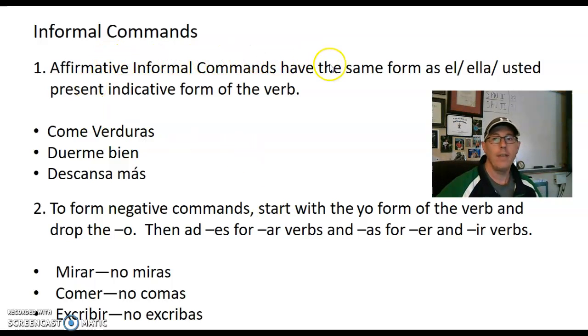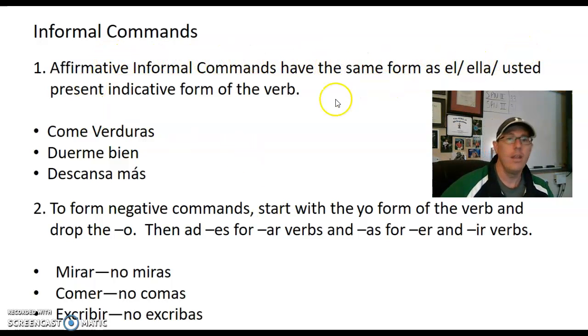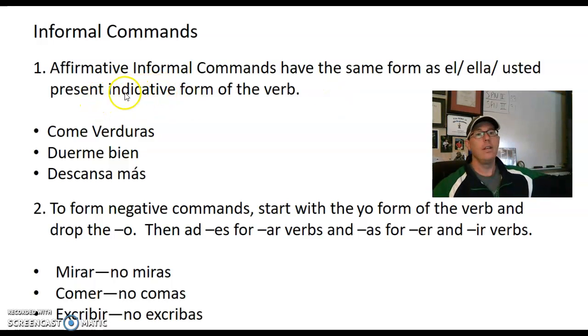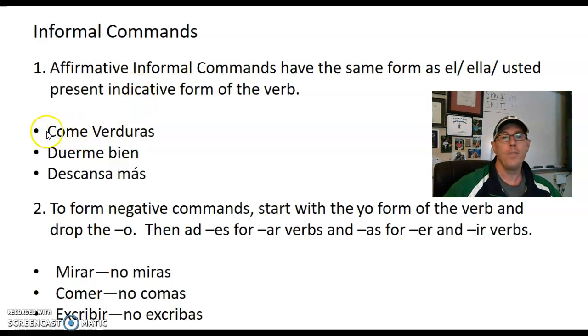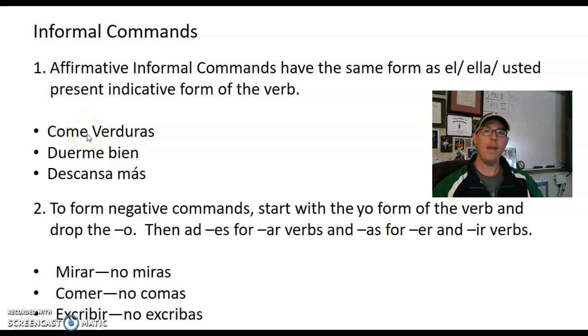Affirmative informal commands have the same form as the él/ella/usted present tense. Okay, this says present indicative, but present tense is fine. So again, present indicative form just means present tense, basically. We'll talk more about indicative versus subjunctive a little bit later on. Anyways, a couple of examples of this. Come verduras, this means simply eat vegetables, okay? Come would normally be like he or she eats, but in this case, we're using it as a command form, and the context sort of gives it away that it's a command.